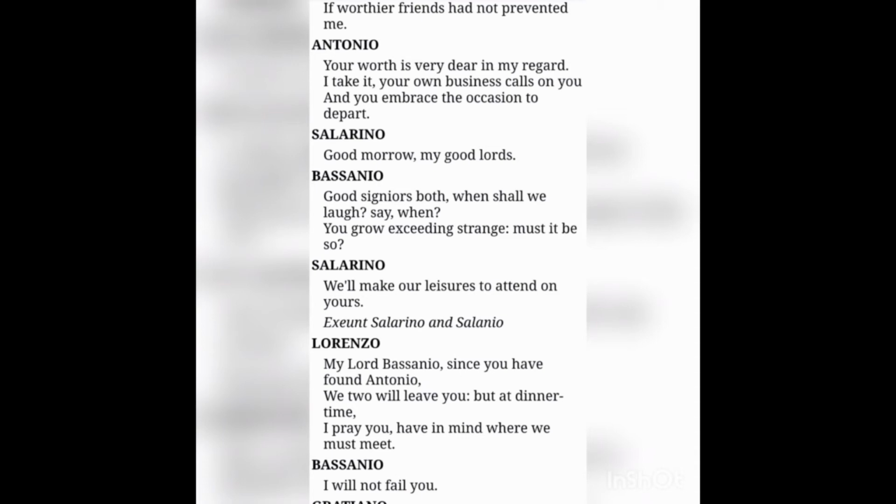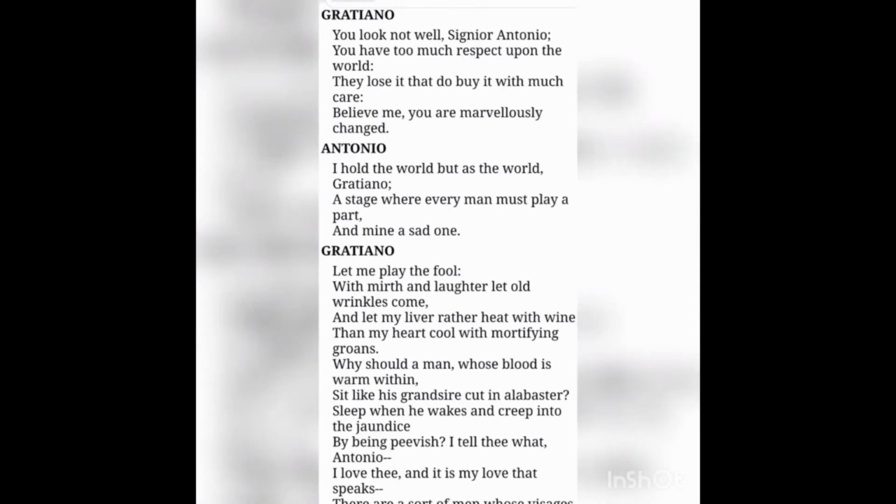My lord Bassanio, since you have found Antonio, the two of us will leave you two alone. But please remember where we are going to be meeting for dinner. Bassanio promises that he's not going to fail him. He says, I'll not fail you. Don't worry, I'm not going to fail you, and I'll let you know where we are going to be meeting. Graciano speaks to Antonio in the meanwhile, he says, you look not well, Signor Antonio.